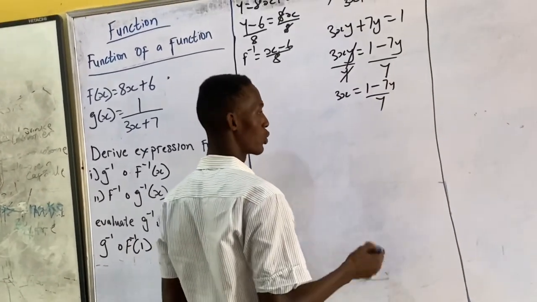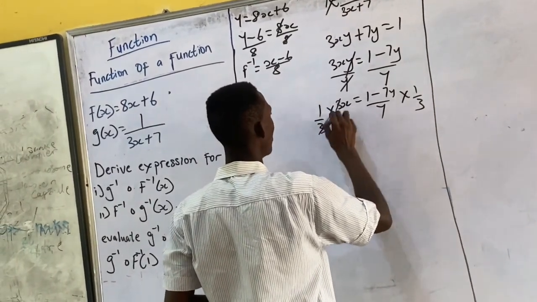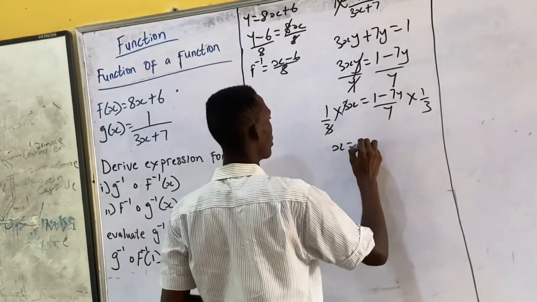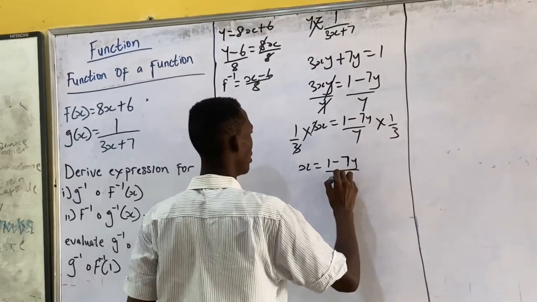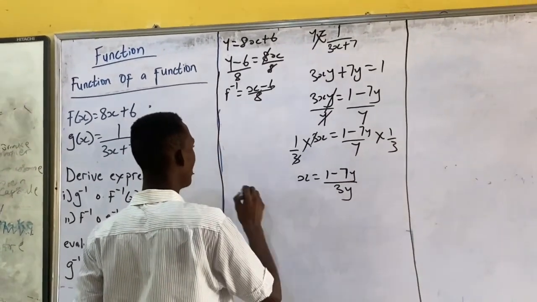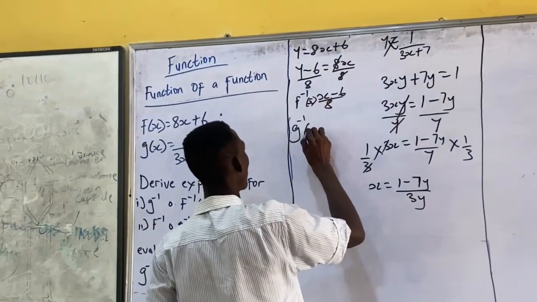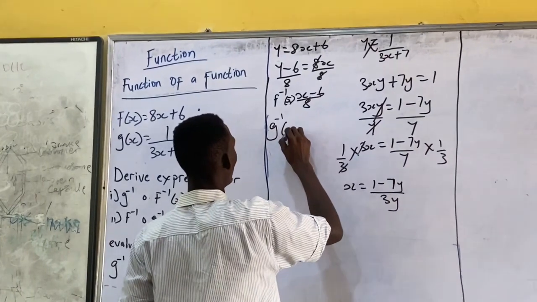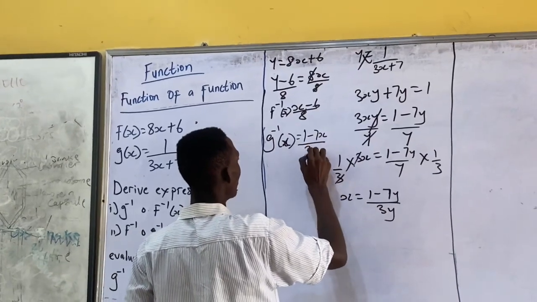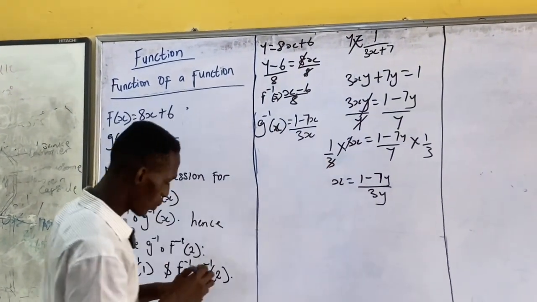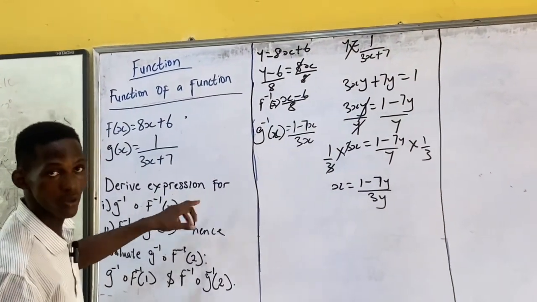Then multiply both sides by 1 over 3. So therefore, our x is equal to 1 minus 7y over 3y. So therefore, our g inverse of x is equal to 1 minus 7x over 3x. So now we have successfully gotten the inverse of g and the inverse of f.